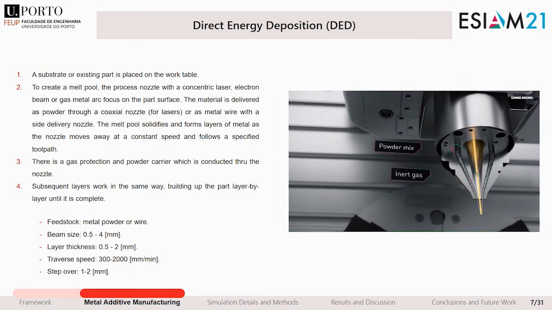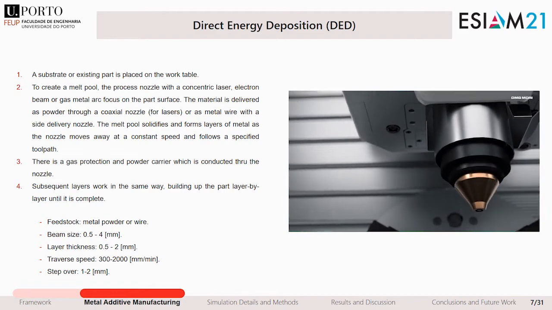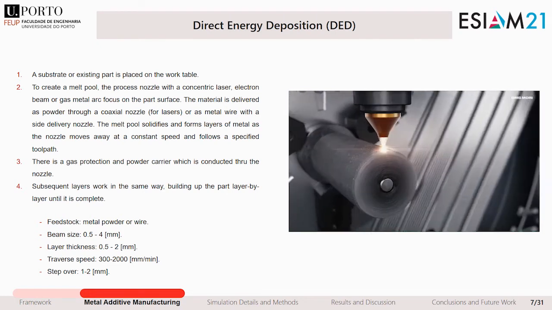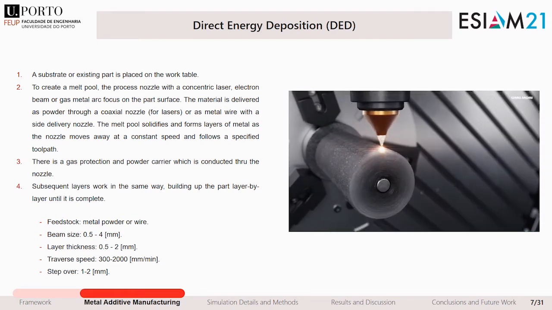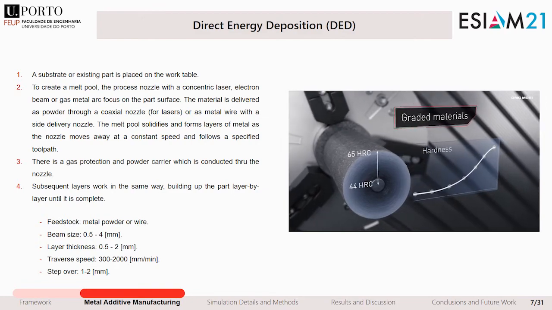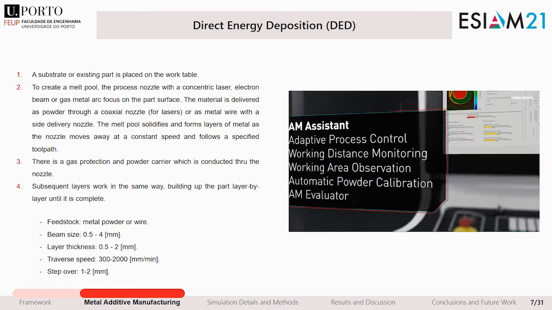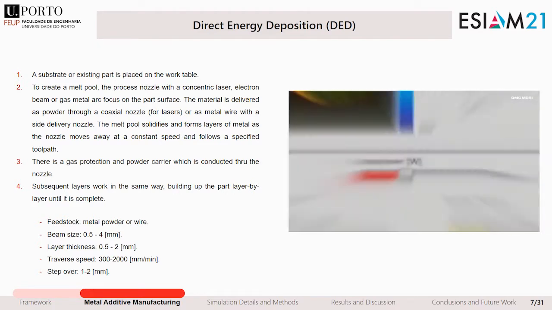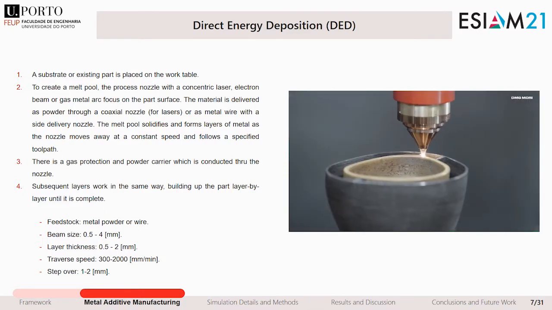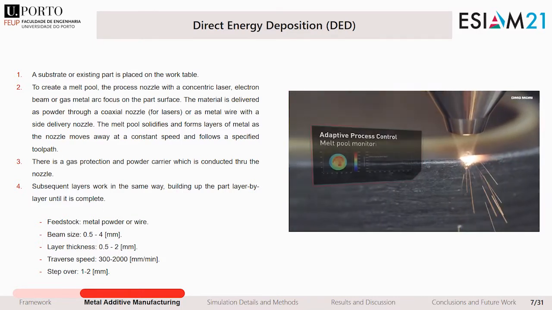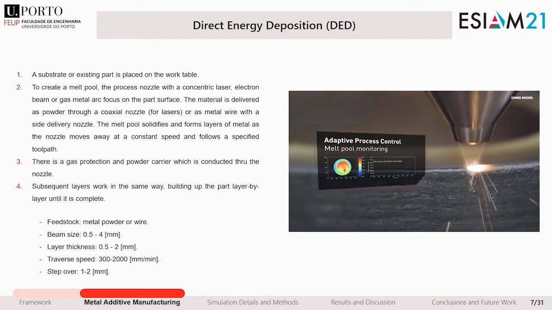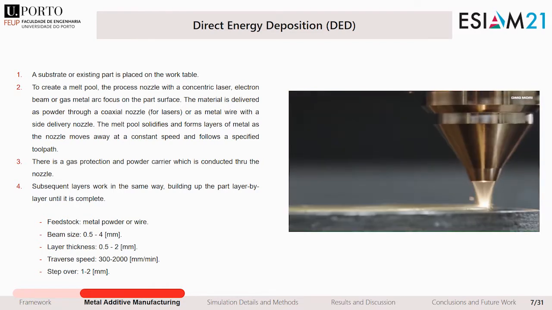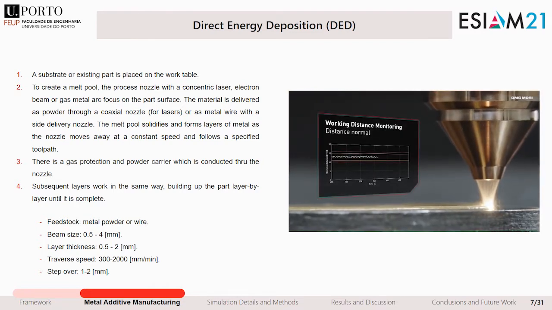Despite not being the main focus of the present research, some preliminary simulations were performed for the direct energy deposition process. Therefore, a small description of the process is present in this slide. A substrate or existing part is placed on the work table. To create a melt pool, the process nozzle with a concentric laser, electron beam or gas metal arc focus on the part surface. The material is delivered as powder through the coaxial nozzle for laser or as a metal wire in a side delivery nozzle.